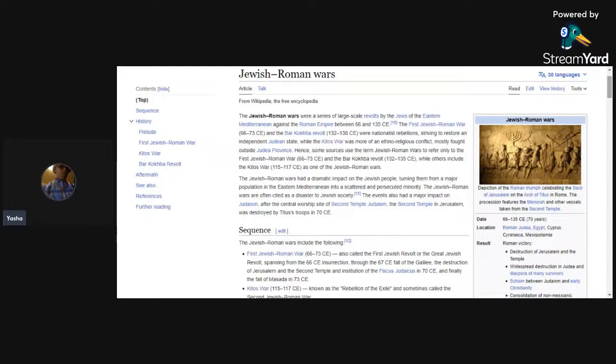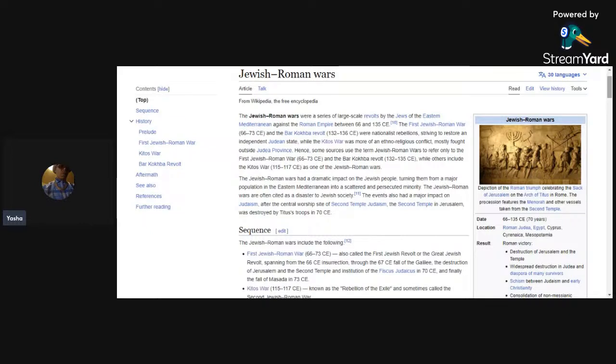So the Bar Kokhba Revolt was a nationalist rebellion, striving to restore an independent Judean state. It's going to surprise you where this took place. While the Kitos War was more of an ethno-religious conflict, mostly fought outside the Judean province. That's important because that will solidify the correlation between all of these events, peoples, countries, religions, and nationalities that I just spoke of.